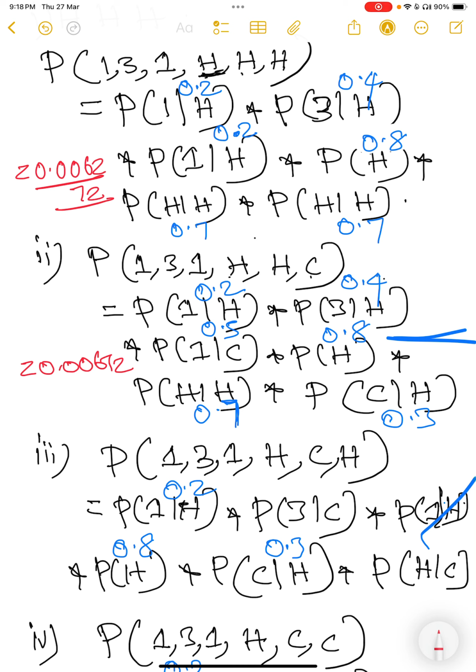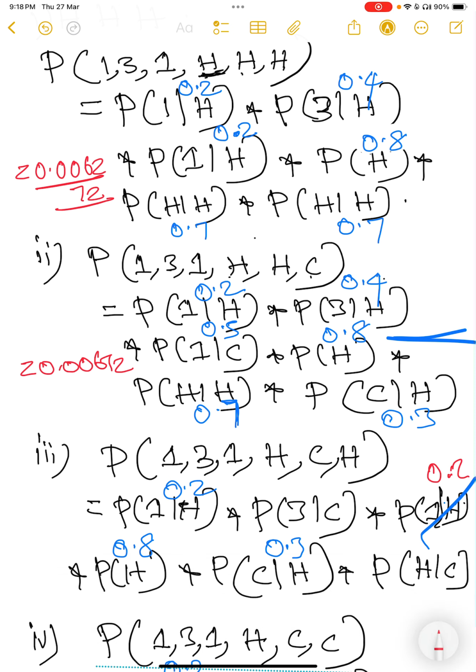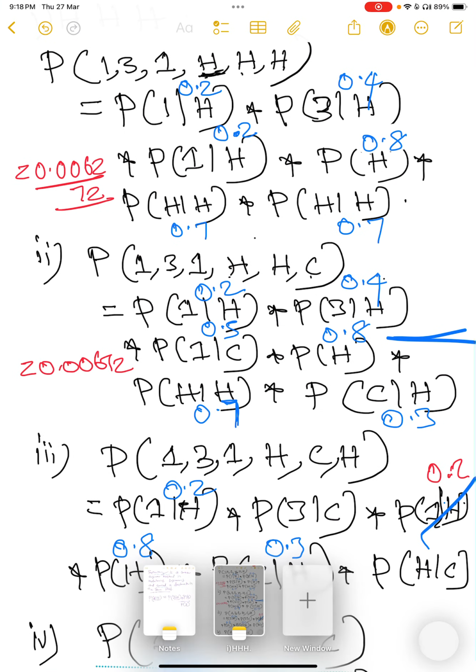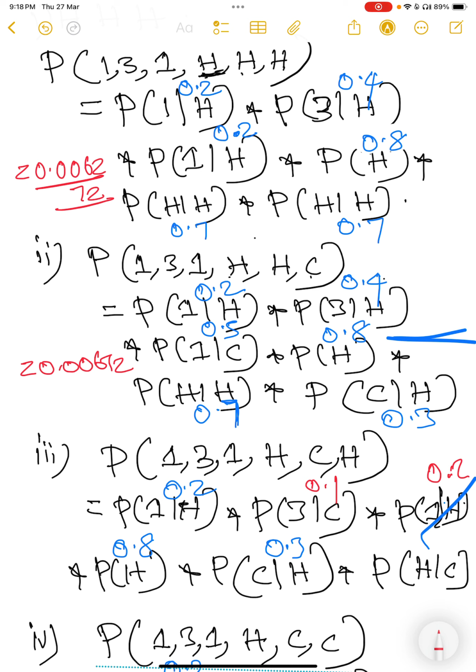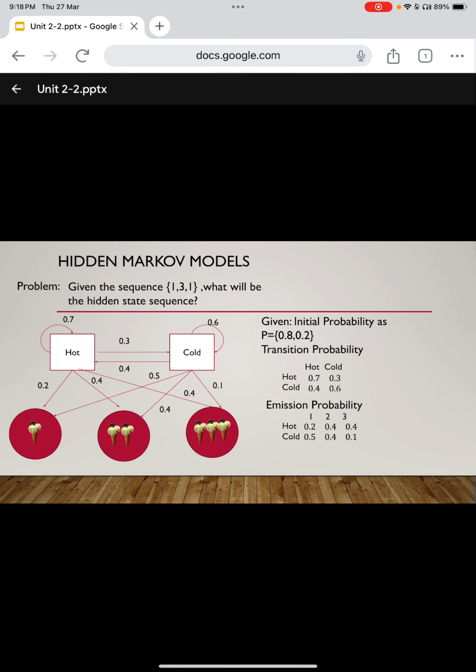Next, what do you do? Now you will find for three given C and one given H. One given H we have already found to be 0.2. Three given C is 0.1. And H given C also we will find. H given cold is 0.4.